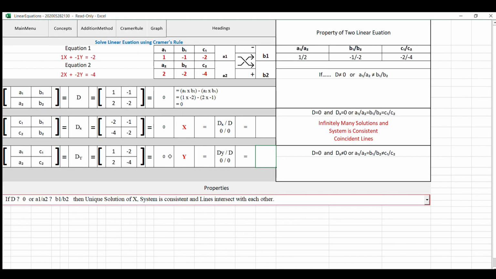Now let's again go back to Cramer's rule. See here what has happened. D is equal to 0, dx is equal to 0, dy is equal to 0. So what does the property tell us? If d is equal to 0 and dx is equal to 0, in this case both are 0, and a1 upon a2 is equal to b1 upon b2, 1 upon 2 is equal to minus 1 upon minus 2 is equal to minus 2 upon minus 4. And that is the reason these two lines are coincident and there are infinite solutions.